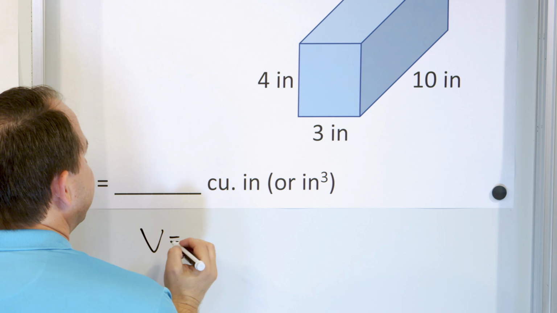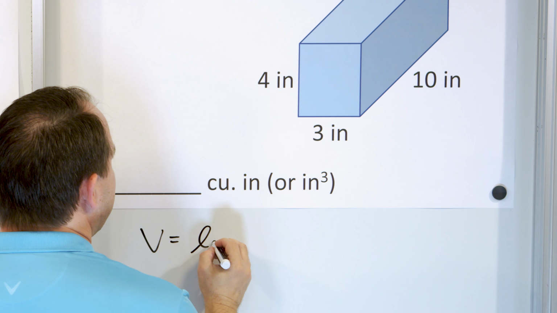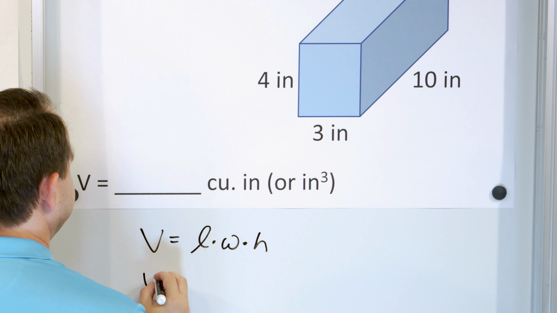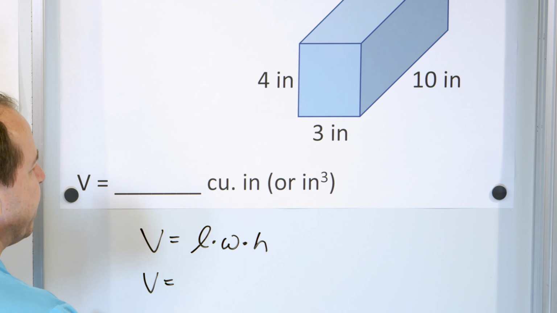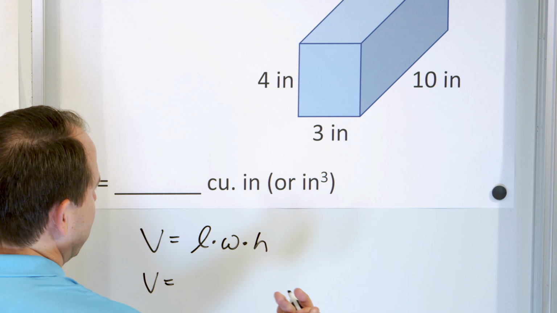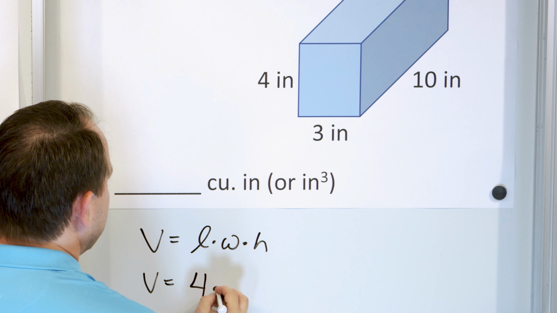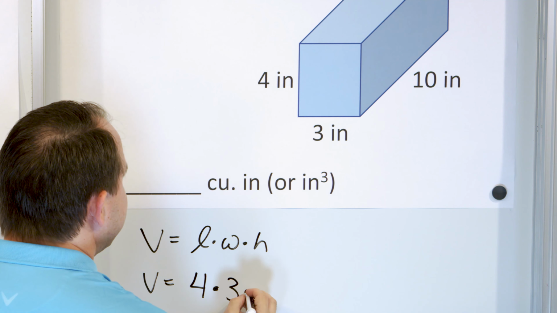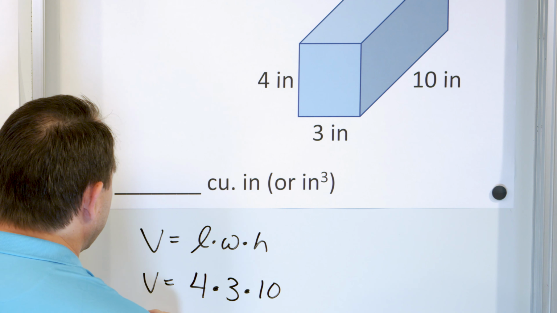What is the volume of this guy? It is length times width times height. Again, it doesn't matter what number you put in what position, because it's all going to be the same anyway. So I'm not going to stress out about which one is which. One of them has to be a 4, the other one has to be the 3, and the other one has to be the 10. We're multiplying them all anyway.